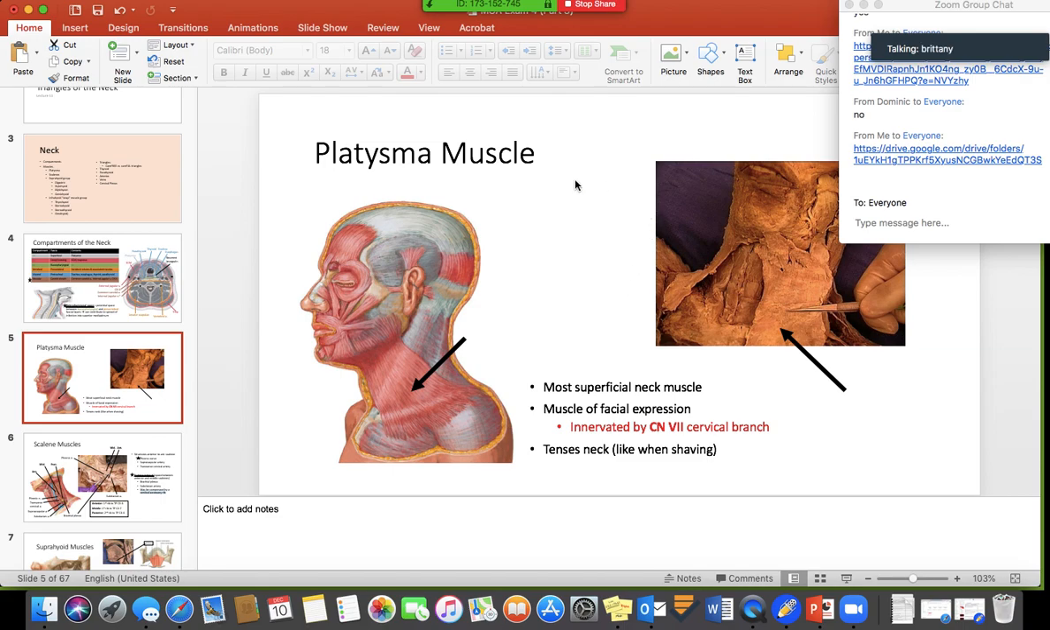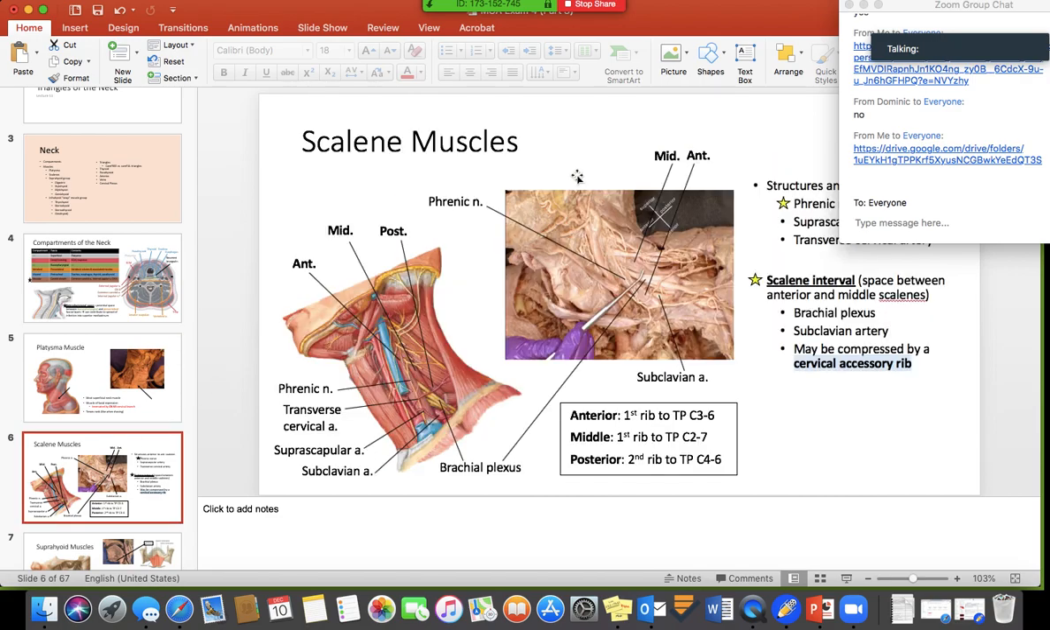All right. Be able to identify the platysma muscle, and that it's innervated by cranial nerve 7. So this should be a pretty easy, obvious one if they were to tag it. Okay.